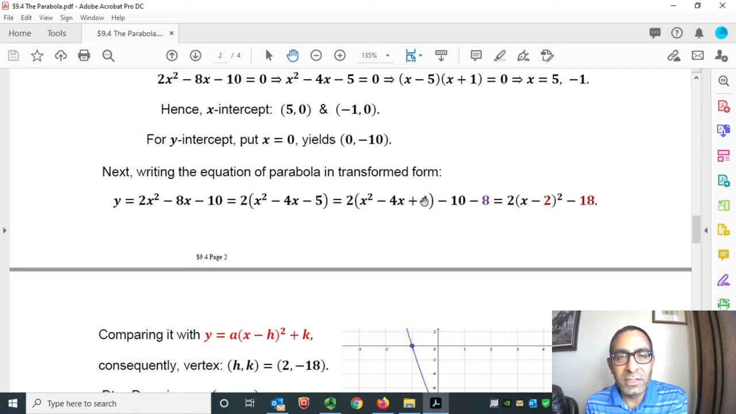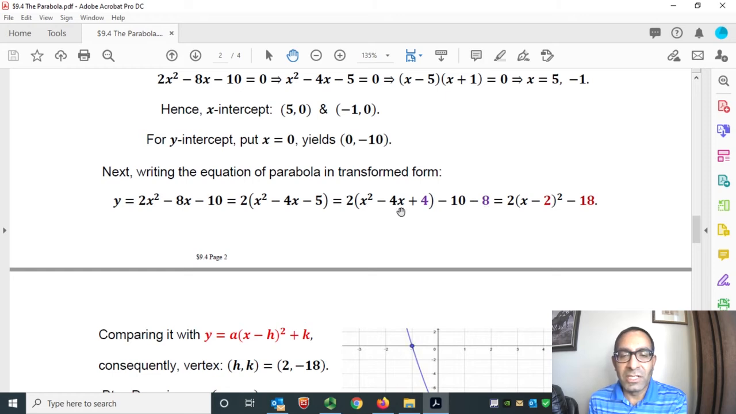Now to make the equation balance, since I added 4 here, I need to subtract the 4. But actually I am subtracting 2 times 4, because I am subtracting outside the parentheses. So I am subtracting 2 times 4, which is negative 8 here.